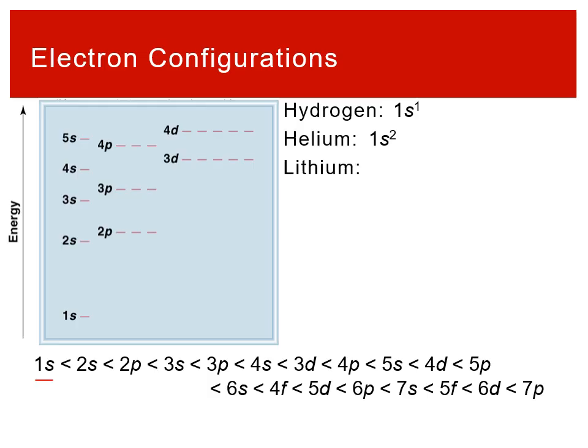Lithium, atomic number 3, now has 3 electrons. When we ask what's the lowest energy subshell, again we get 1s. The 1s subshell can hold 2 electrons. Lithium has 3, so it's going to fill up that 2. But now we need another subshell. The next lowest energy is going to be 2s. So we can see 1s2, 2s1.